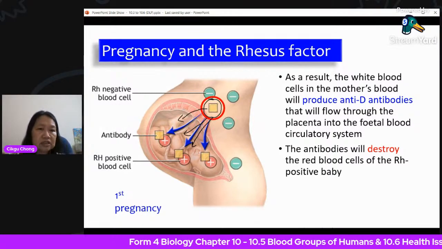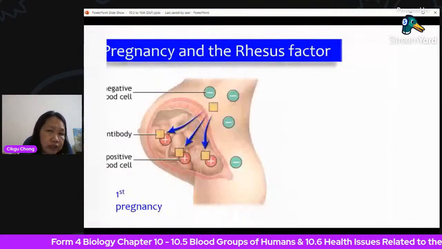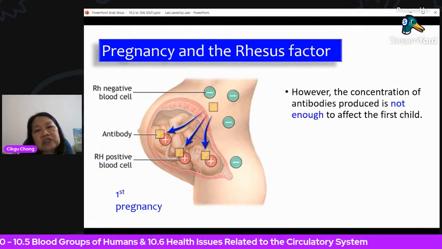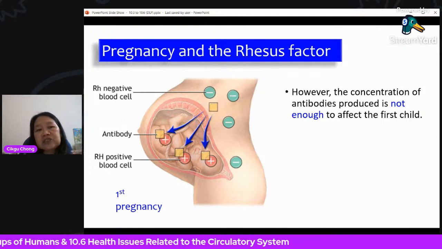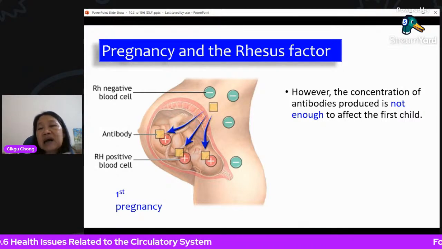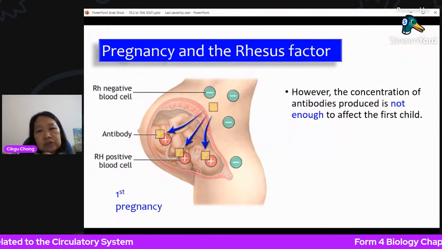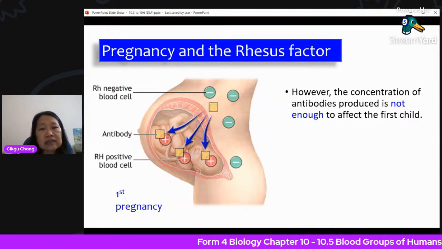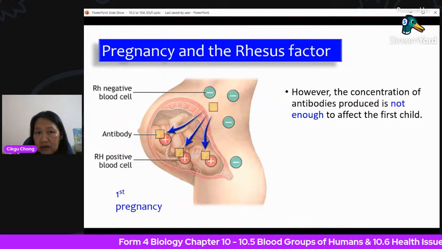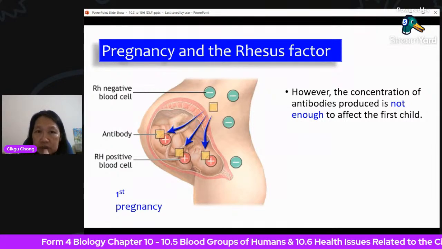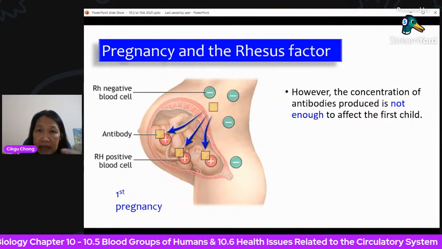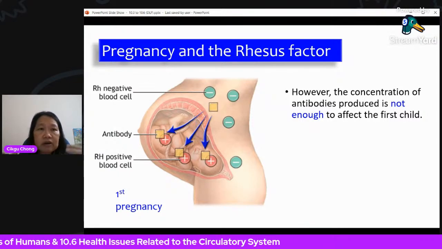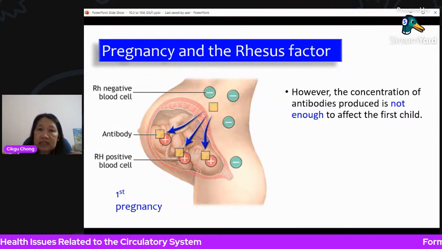But however, it doesn't really happen because of two reasons. Number one, the concentration of antibody produced is not enough to affect the first child because it's just started. It takes time for the body to produce antibody. The antigen just came in, so it's going to take time to produce the antibody. And furthermore, number two, when the contractions happen, the delivery is not far away. Maybe a few minutes later, the baby is going to be delivered.